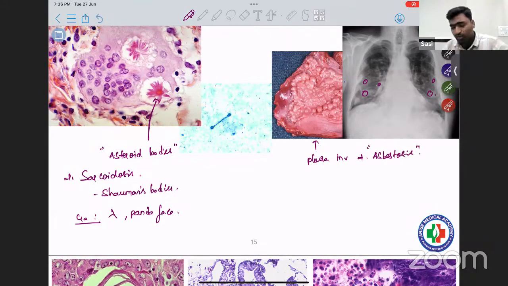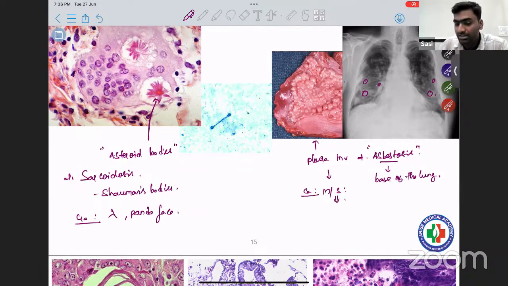Remember, most occupational lung diseases involve the upper part of the lobes, whereas asbestosis involves the base of the lung. It involves especially the pleura and results in the formation of pleural plates. And pleural plates can result in cancer of the pleura, which is most specific for asbestosis. What is the name of this cancer?